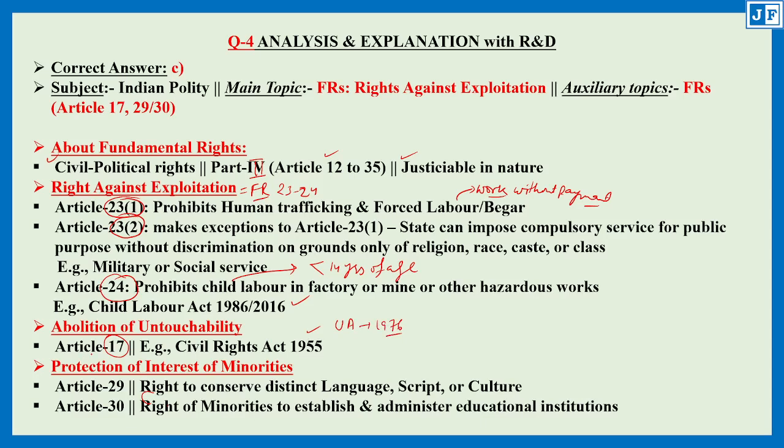Protection of minorities is provided under Article 29 and 30. Article 29 provides right to conserve distinct language, script or culture, and 30 talks about right of minorities to establish and administer educational institutions. Minorities here are linguistic and cultural minorities.